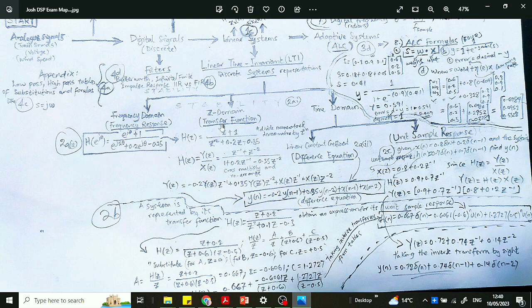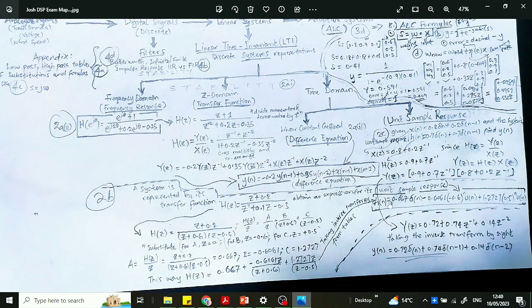It's convertible into the Z domain. The Z domain looks like this. Then this is also convertible into the difference equation. The difference equation looks like this, and you could also look for the unit sample response. That's the weird one if you ask me.